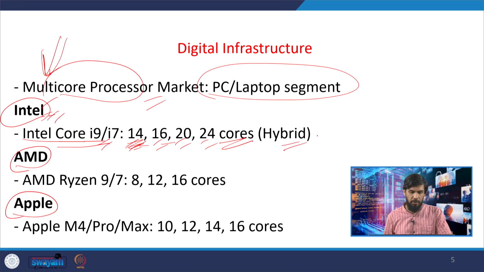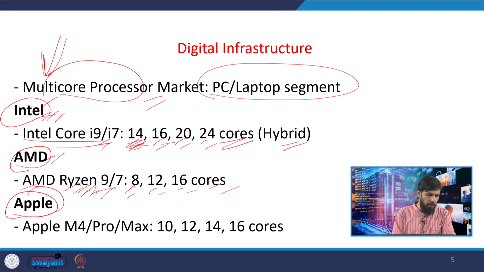Some hybrid combinations are there when it comes to cores, different kinds of cores combined, and the total number is given here. Then the second dominant firm is AMD, right. So AMD has Ryzen 9/7. These kinds of multi-core processor options they have, with 8, 12, 16 cores. So AMD also has its own architecture, Ryzen, and multiple cores, as you can see in the options they are offering.